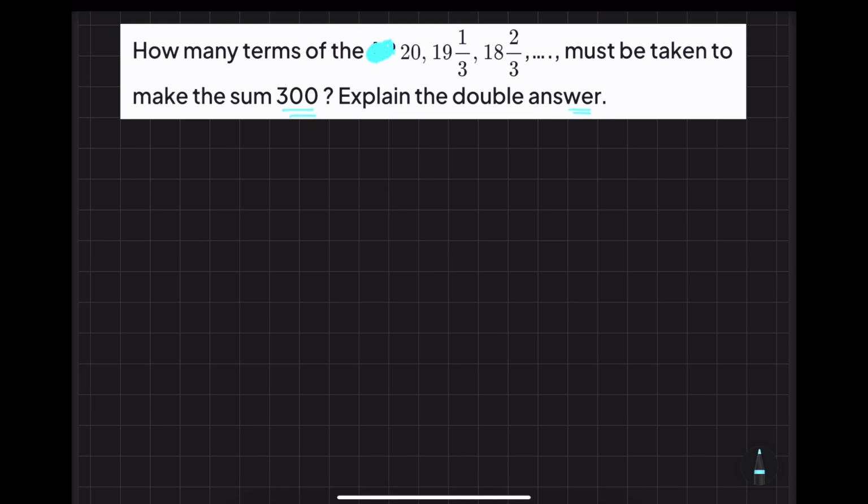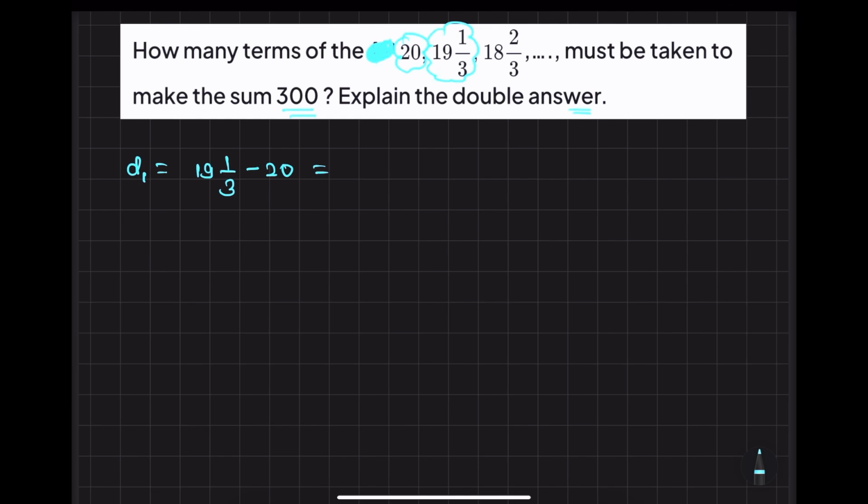First we have to prove that it is an AP, and then later we have to proceed. Suppose the common difference is the same, so we have to subtract: next minus previous. So can I write 19 whole 1 by 3 minus 20? How will you respond?